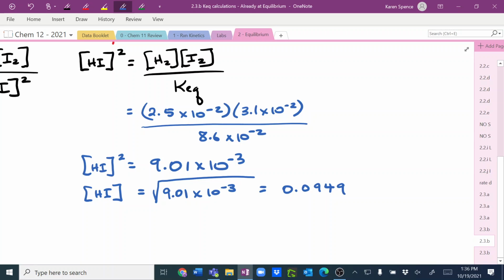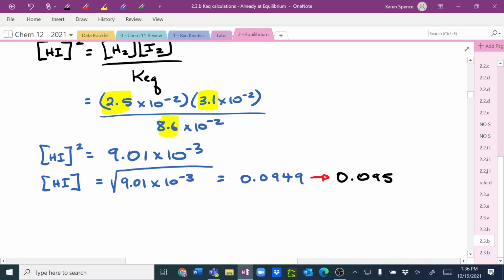Are we done? No. What do we need to do before we're done? Sig figs. So how many sig figs? 2, because we got 2 and 2 and 2. So it's going to be 2 significant figures. So that's going to then become 0.095. And now, is there anything else missing here? Anyone see what else might be missing? Yeah, we do need units because this isn't a KEQ, this is a concentration. So yes, we do need the units.